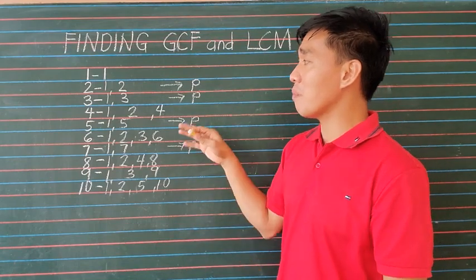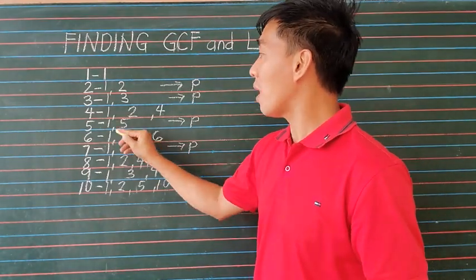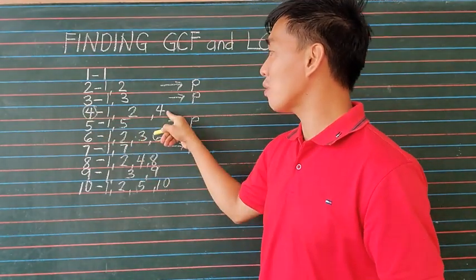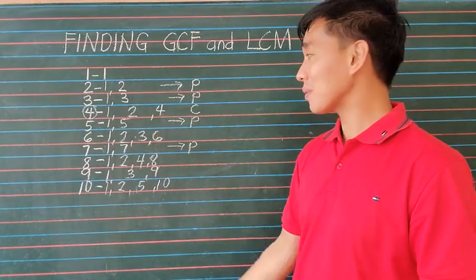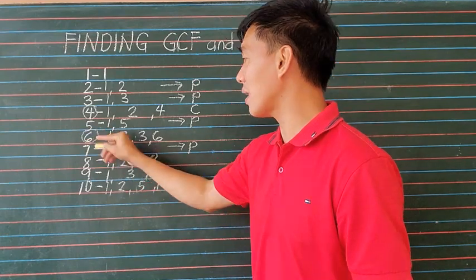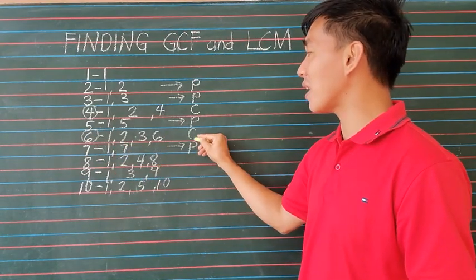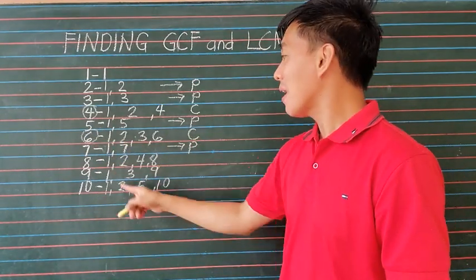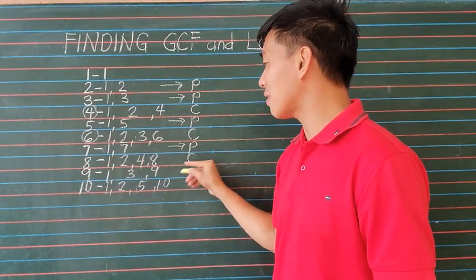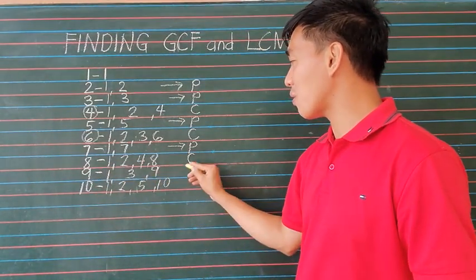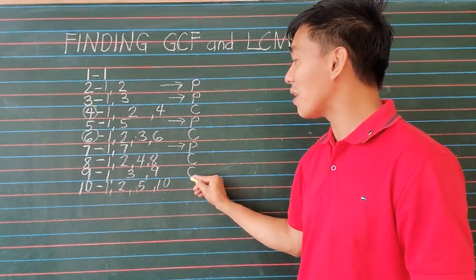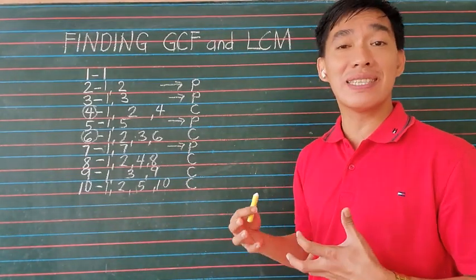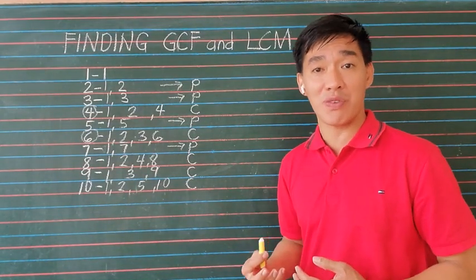Now, the rest of the numbers, if you notice here, number 4 has more than 2 factors, so this is now a composite number. Number 6, likewise, has 4 factors, so that's a composite number. Number 8 is a composite number. Number 9 has 3 factors, another composite number. And number 10 has 4 factors, so another composite number, because this number has more than 2 factors.